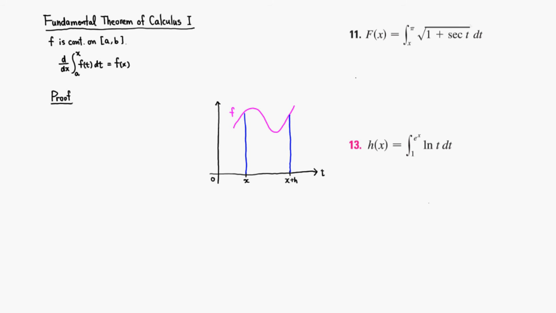Let's look at the fundamental theorem of calculus, part 1. Let's say a function f is continuous on a closed interval from a to b. If you take the derivative of the integral from a to x, where a could be any constant, of f of t dt, it is equal to f of x. So let's prove this theorem here.